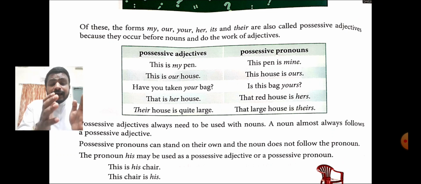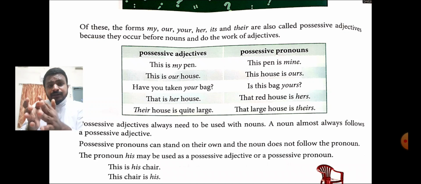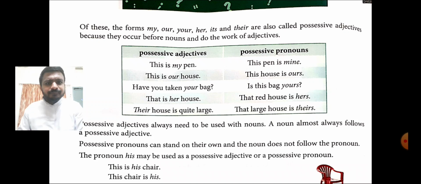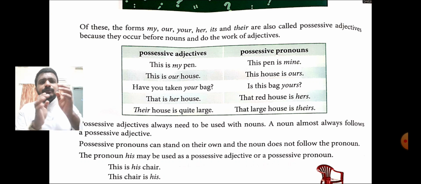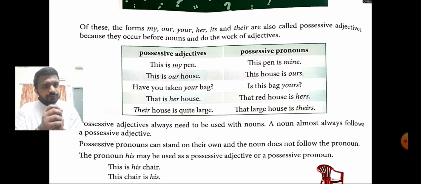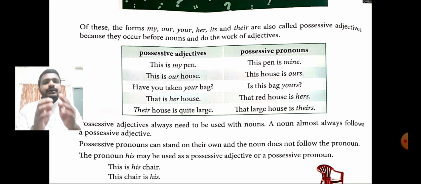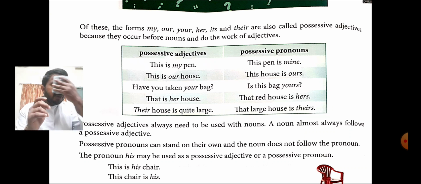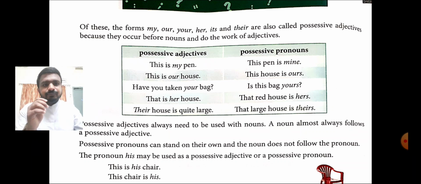And where do they occur? They occur before the noun. But what is the duty of the pronoun? They just replace the noun. Now look at the sentences. This is my pen. There my is being used as a possessive adjective. But in the next sentence, look, the pen is mine. There it is being used as a possessive pronoun.